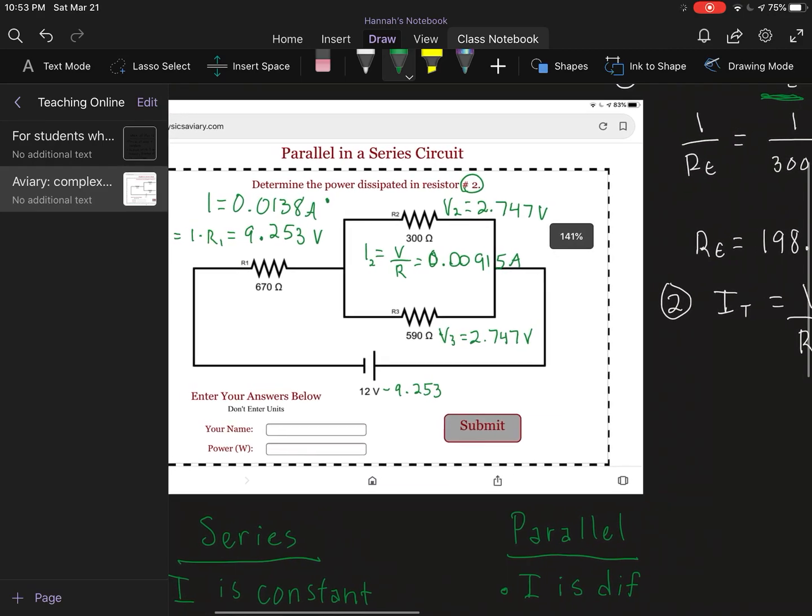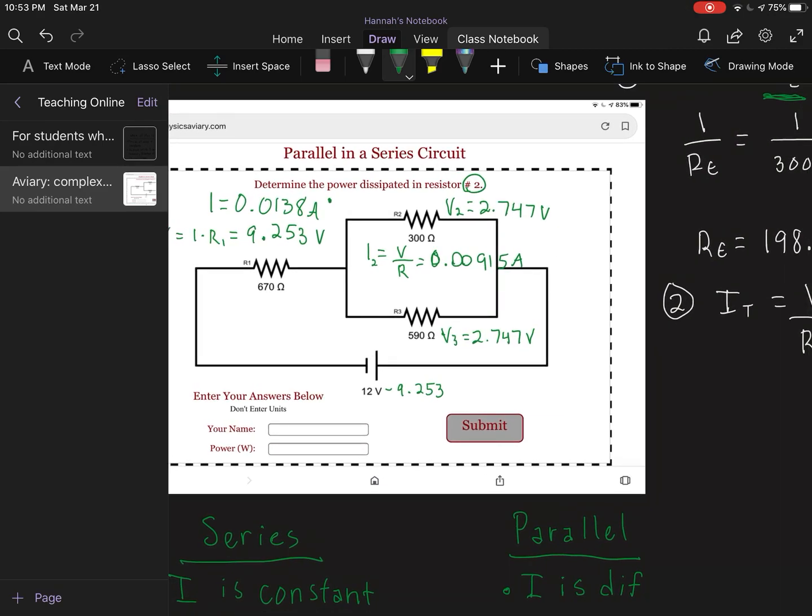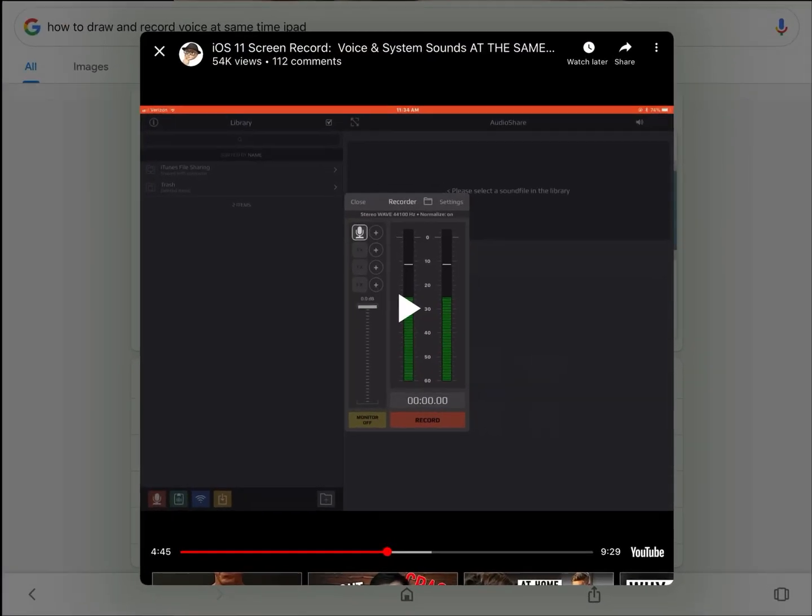But last but not least, they wanted power. And the power across resistor 2 is going to be equal to I times V. So I'm going to do 0.00915. I guess I could round that to 6, sorry. And I'm going to multiply that by 2.747. And I am thus far getting 0.025, okay?